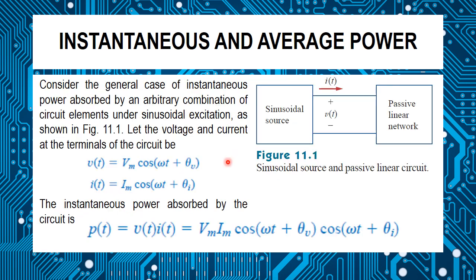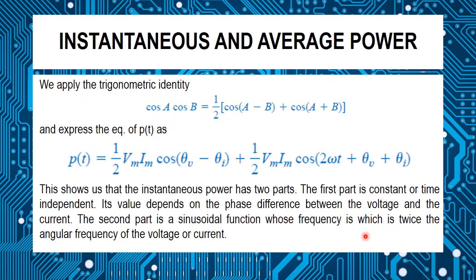From the previous slide, this is A and this is B. So (ωt + θv) minus (ωt + θi). So ωt will be cancelled and we will have (θv − θi) plus 1/2 Vm Im cosine of (2ωt + θv + θi). So just the summation of the A and B angles.